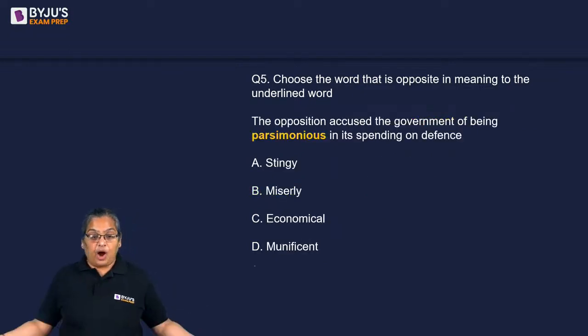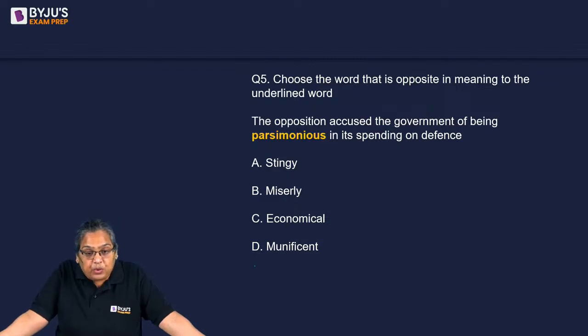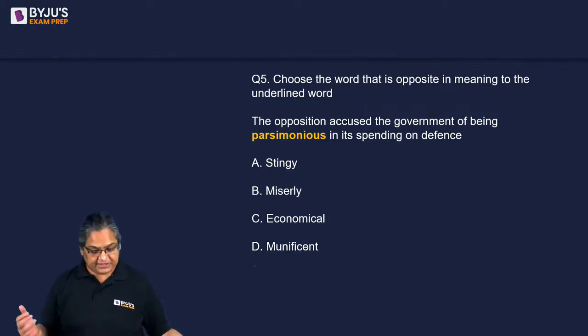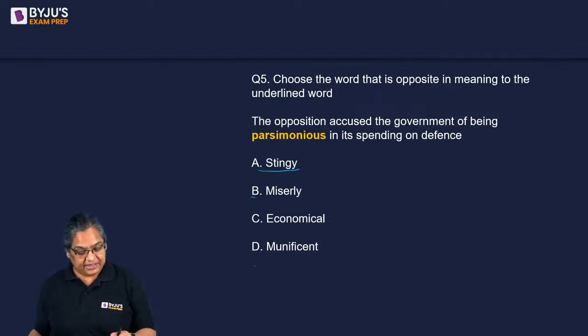We finished this. The opposition accused the government of being parsimonious in its spending on defense. What is the right answer? I've got answers D and B. Please read the question. What did the question ask? Choose the word that is opposite in meaning to the underlined word. Do you think the government spent a lot, or did not spend enough? The opposition accused the government of not spending enough on defense. So the government was stingy, miserly, economical, did not spend enough money.